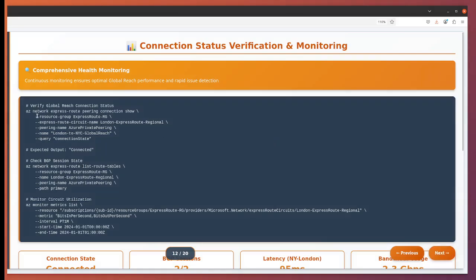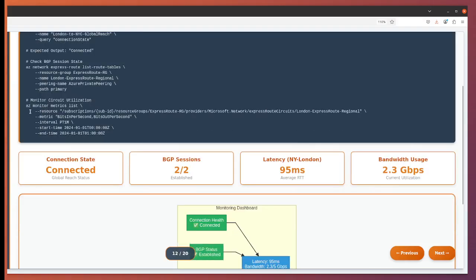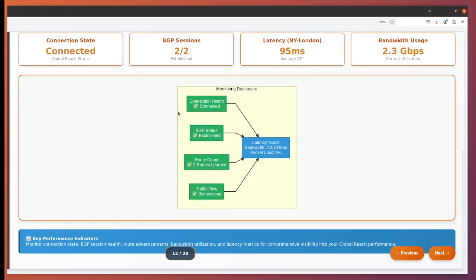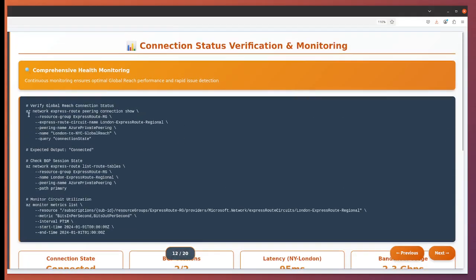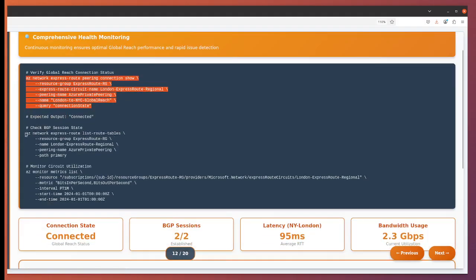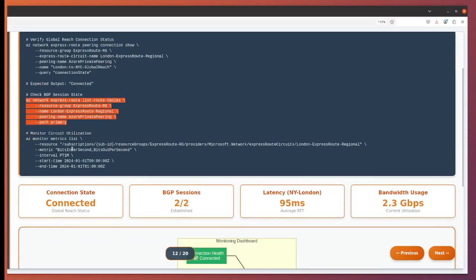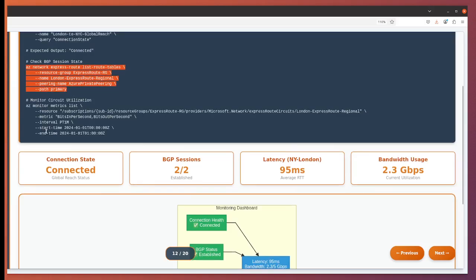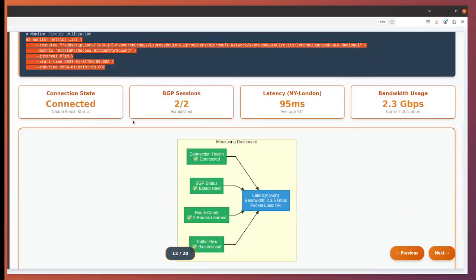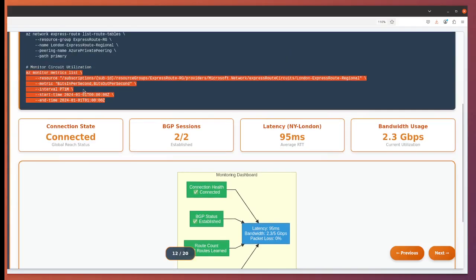Connection status verification and monitoring. Continuous monitoring of your Global Reach connections is essential for maintaining reliable connectivity between your sites. The verification commands I'm showing provide comprehensive insight into connection health. The connection status should show connected for successful establishment. Key monitoring points include BGP session state, which should be established for both primary and secondary, route advertisements to verify expected routes are being exchanged, traffic flow to monitor actual data transmission between sites, and latency metrics to track performance improvements from Global Reach.